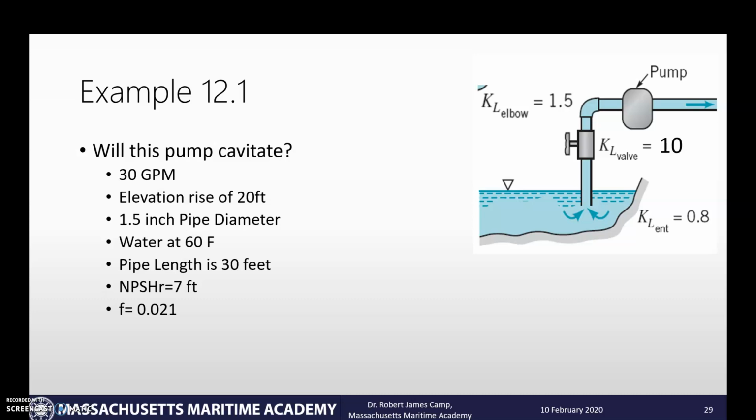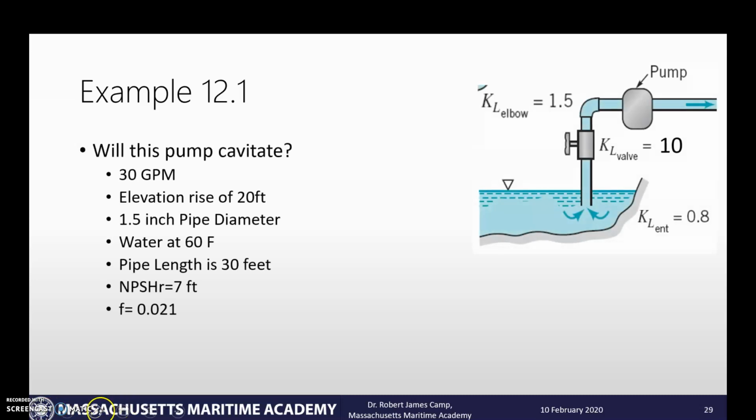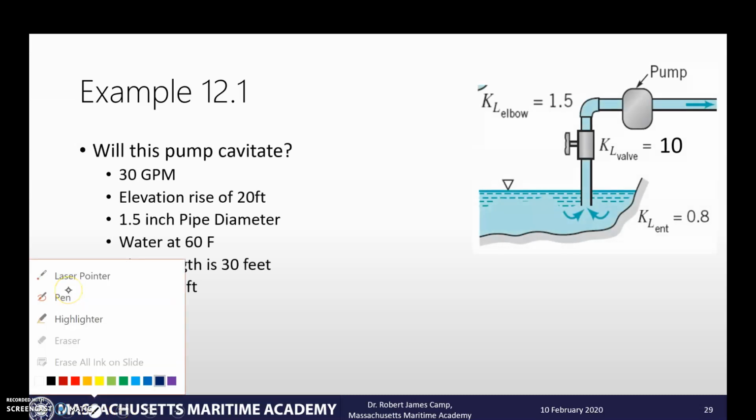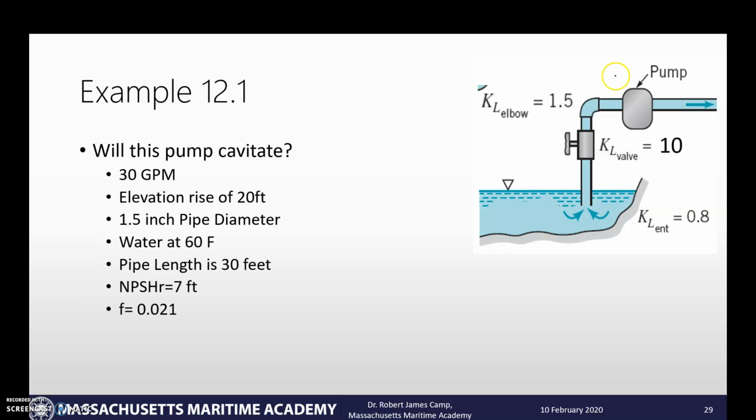What we have to do is go in and draw our control volume. And let's bring up the pen there. We need our control volume to terminate right where the fluid comes into the pump. So there's point 1. There's the suction side of the pump. We're going to look at that flow as it goes through there.